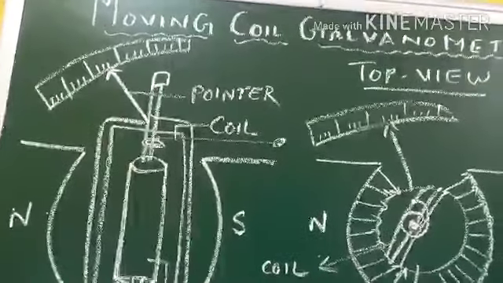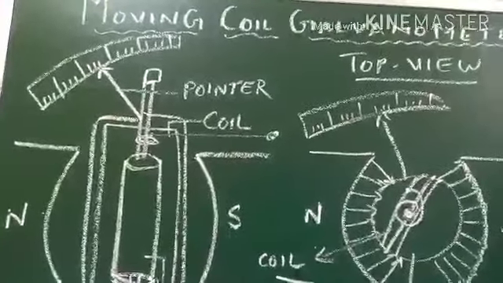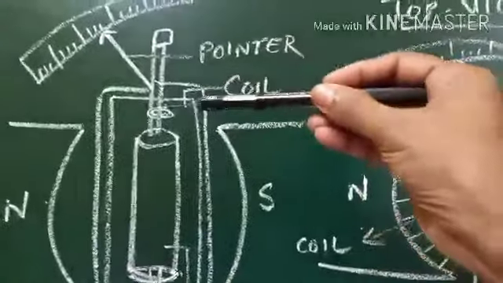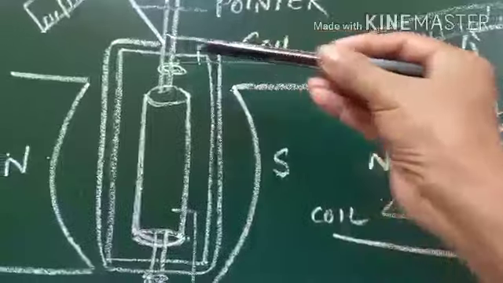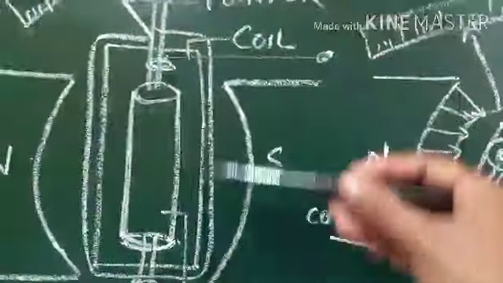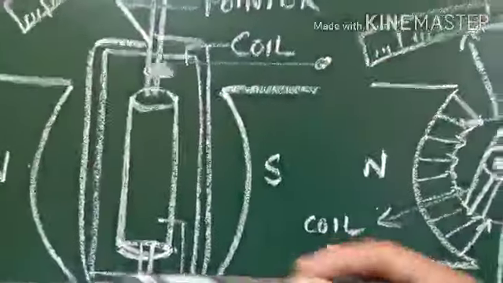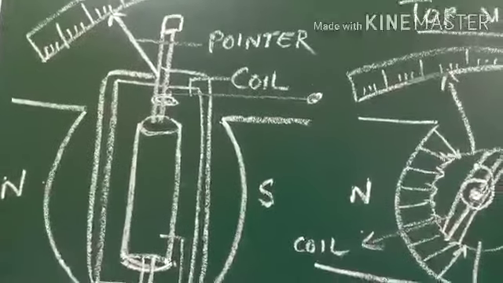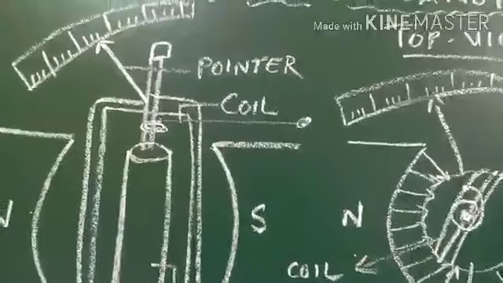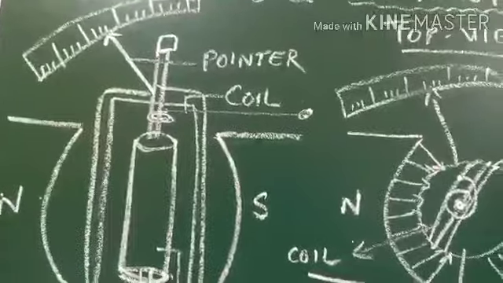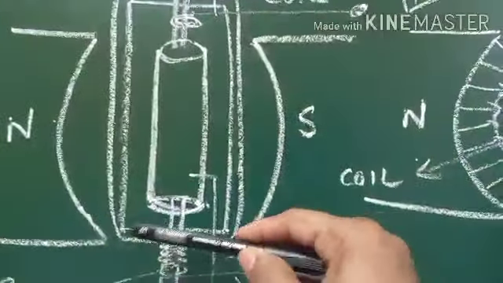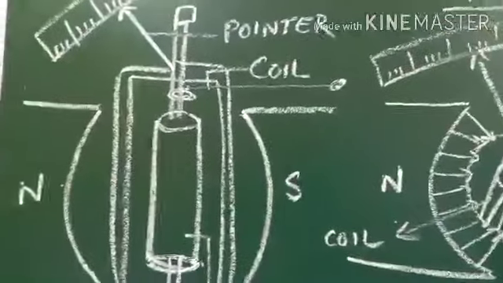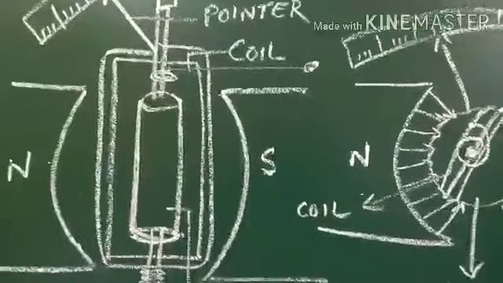The construction consists of a rectangular coil of insulated copper wire, and this copper wire is wound on a non-magnetic metallic frame. So this is the main part, the coil. The motion of this coil is controlled by a pair of hair springs, and the springs are made up of a material called phosphor bronze.